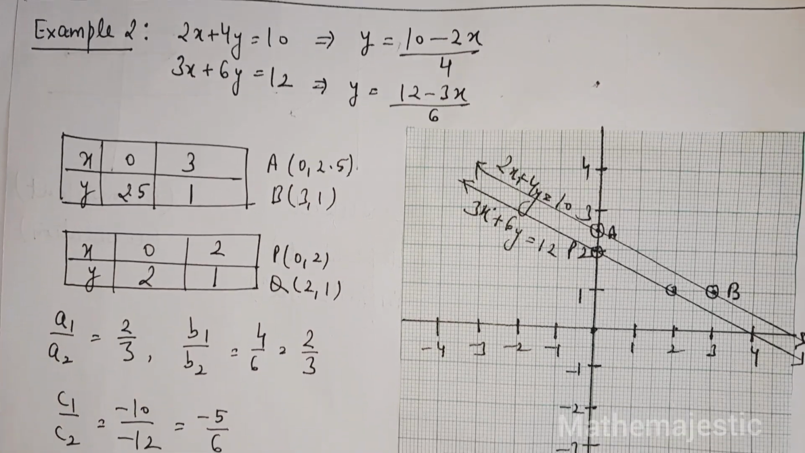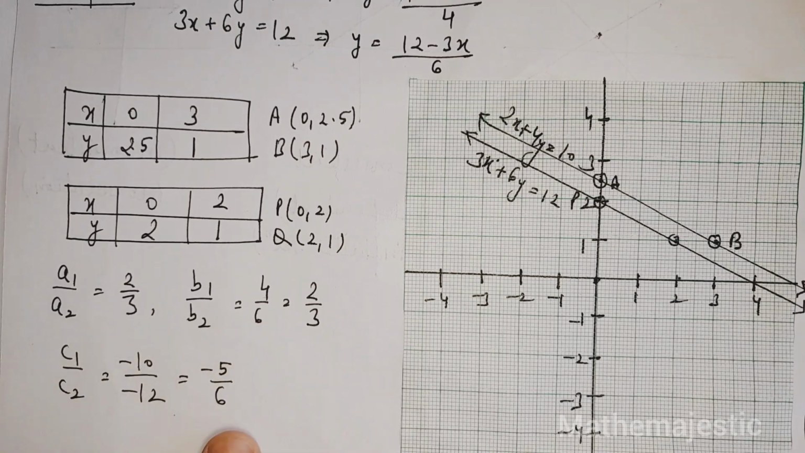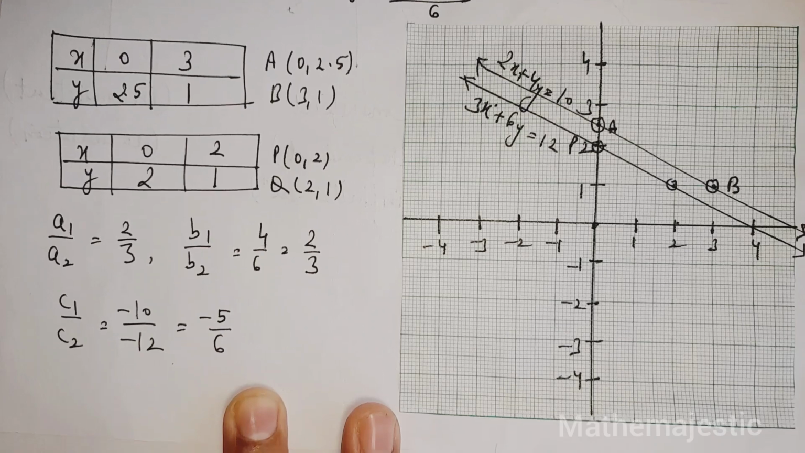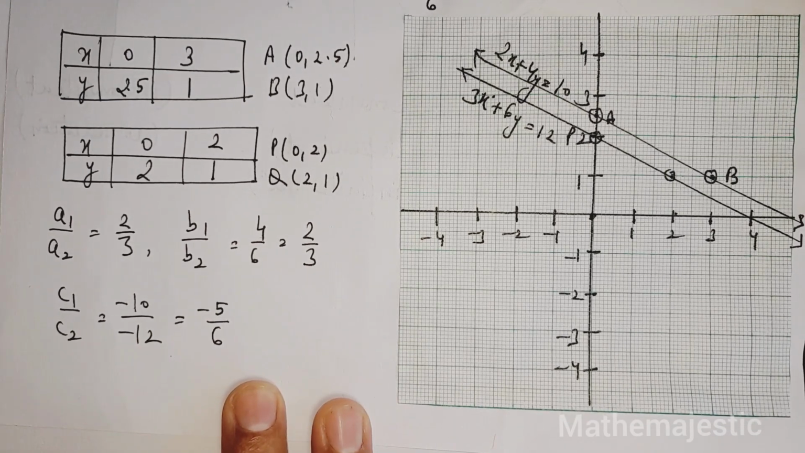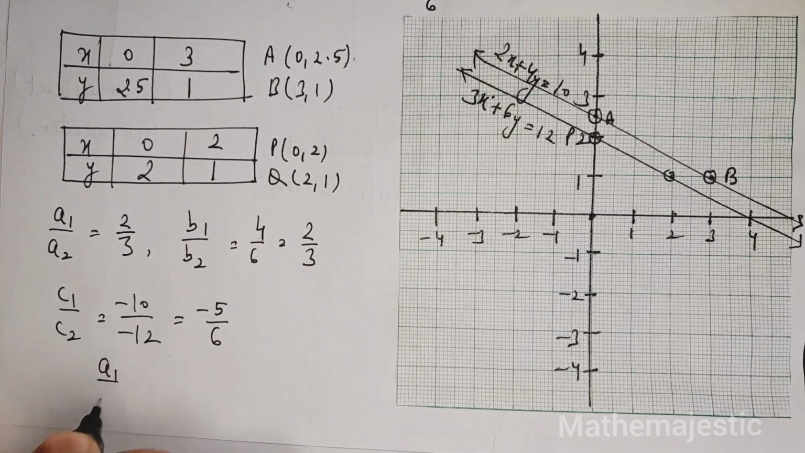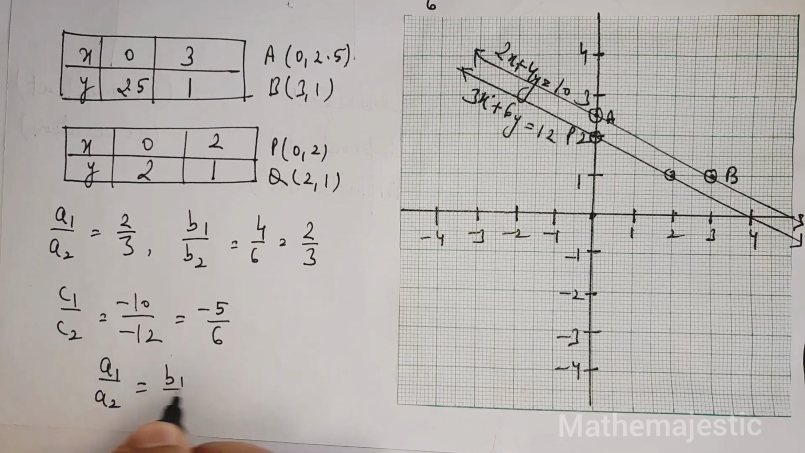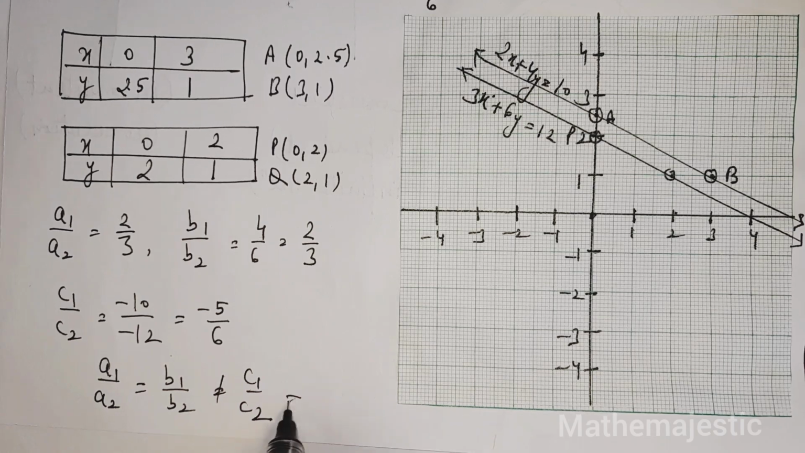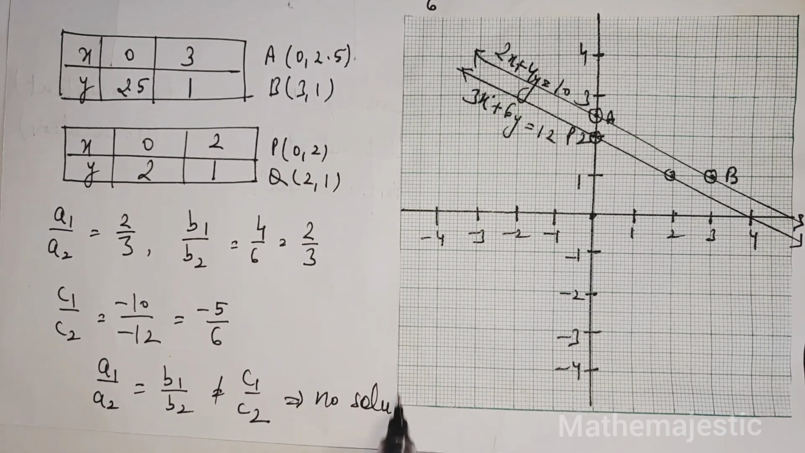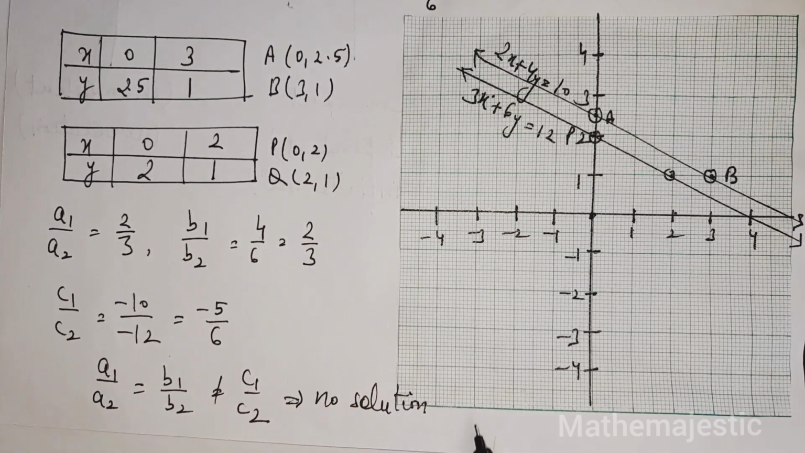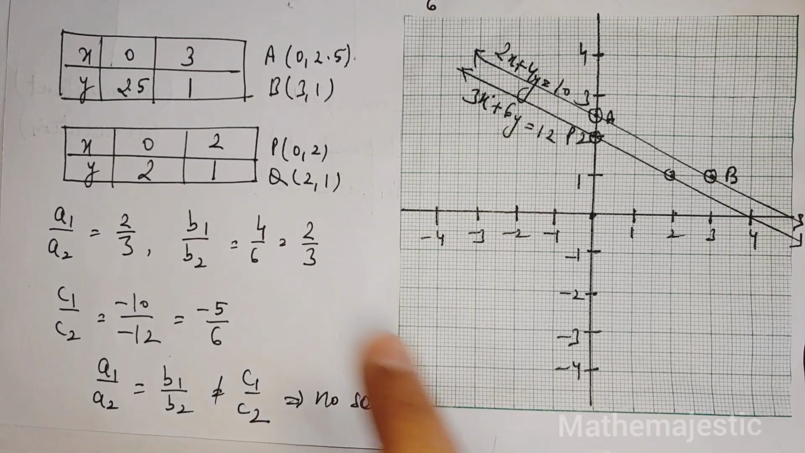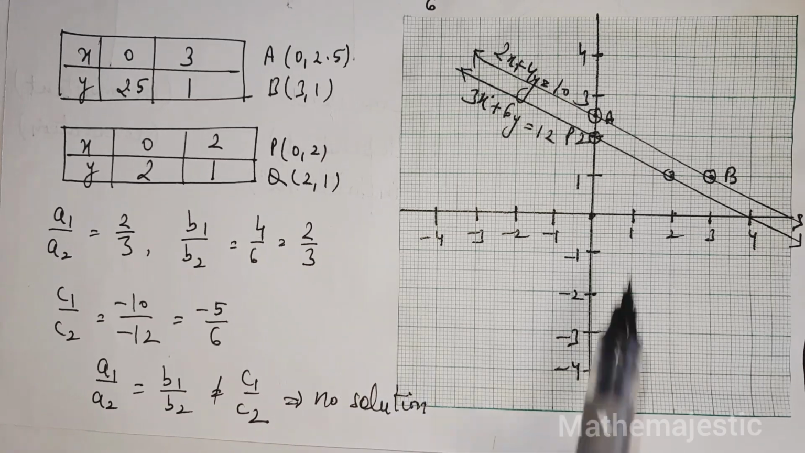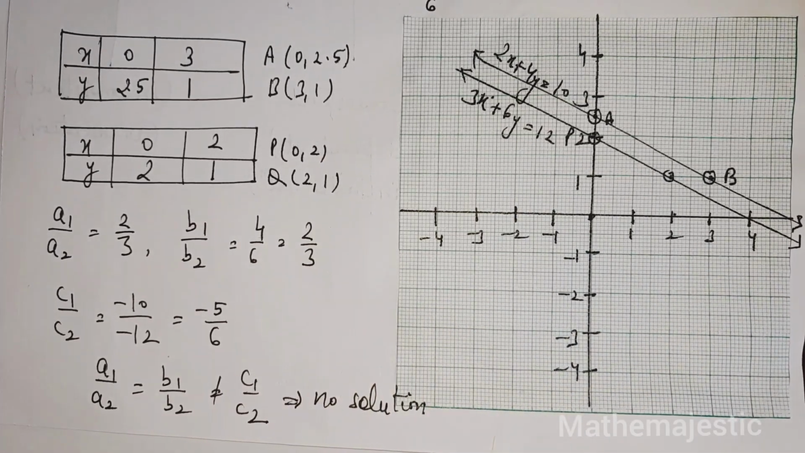Now you can see that the first two ratios are equal, but the third one is not equal to them. That means this system of linear equations is inconsistent. The lines will be parallel and they will have no solution. So by the direct method also you can find out if it is an MCQ or a short question, or you can represent it graphically also.